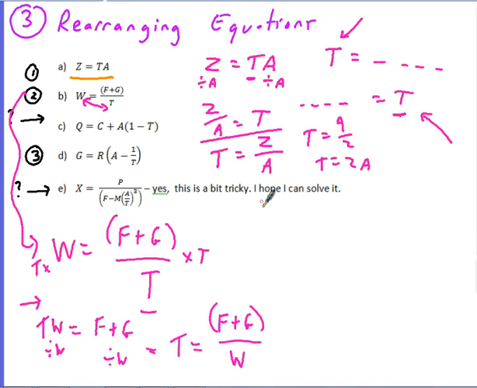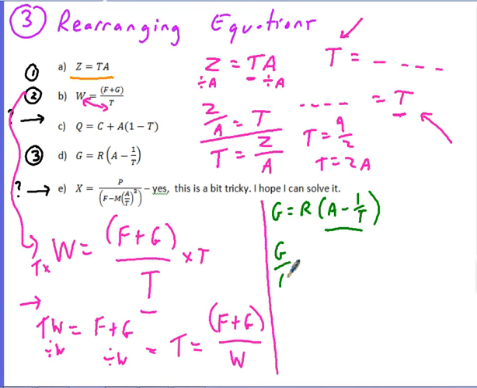Let's look at number 3 as well. See if we can fit number 3 onto this page. Number 3 is G equals R outside of A minus 1 on T. Now this 1 on T is trapped in a bracket with the A, so the first thing I do is just get rid of the R at the front. I'm going to divide both sides by R. So G on R equals A minus 1 on T. Now this, I think, caused some problems, the fact that the T was the negative side on this. So why don't we just add 1 on T to both sides? So I'm going to get 1 on T plus G on R equals A.